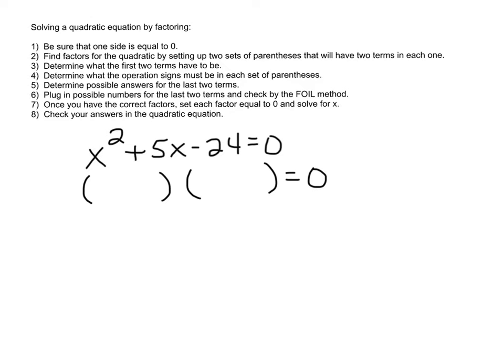And step number 3, determine what the first 2 terms have to be. Once again, an x and an x, because x times x is equal to that x squared. Step number 4, determine what the operation signs must be.